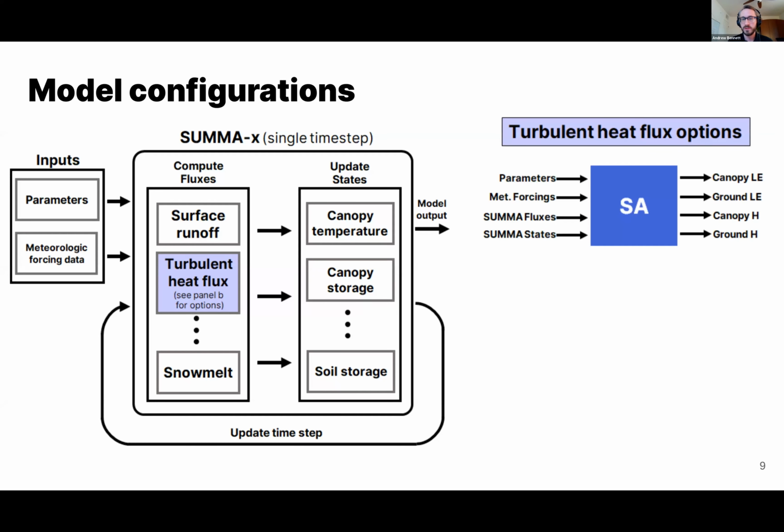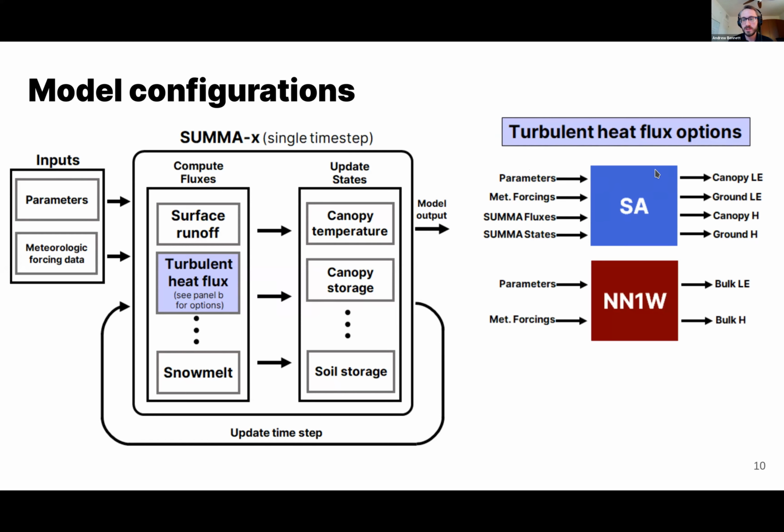The first we're calling SA for standalone. This is basically SUMMA off the shelf. It uses a Ball-Berry type approach for these turbulent heat fluxes. And it takes in the parameters, forcing data, and then it can use some of the other derived fluxes and states to calculate these partitioned heat fluxes.